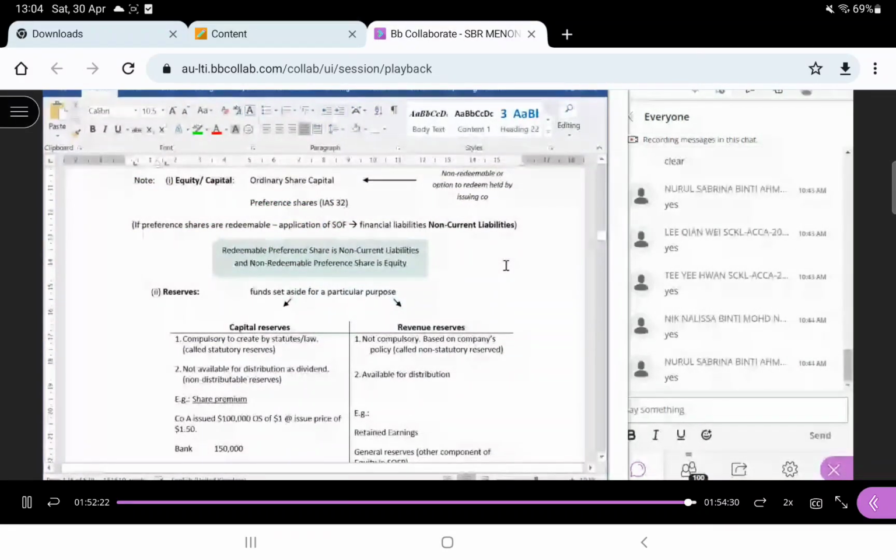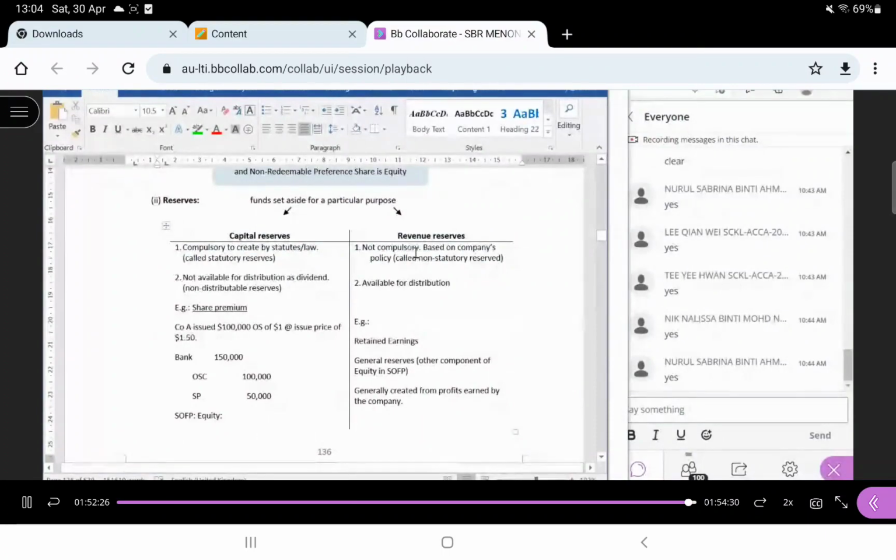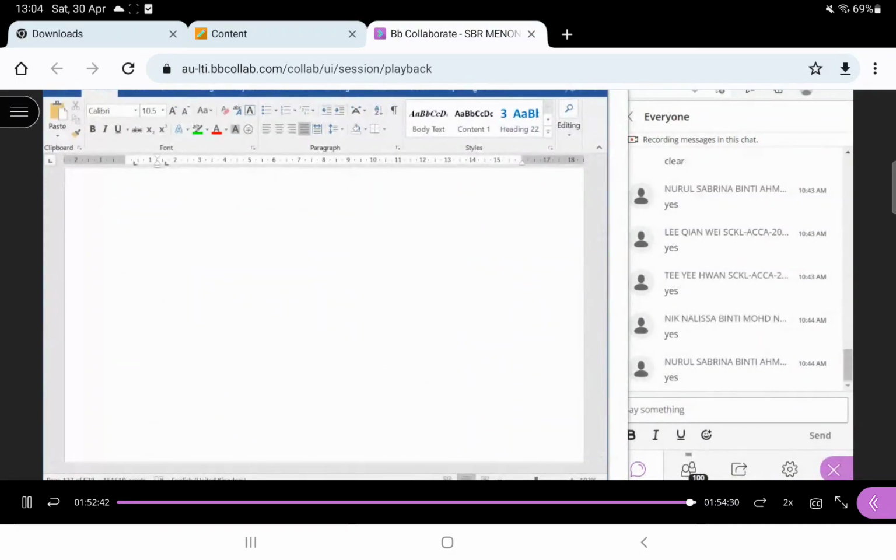Okay. So, what are the types of reserves we can have? Please read this. All very fundamental. F3, basic CAT, you will learn. Capital reserves are compulsory to be created by law. Revenue reserves are from profits of the company. Revenue is available for distribution. Capital is not available for distribution. So here, please write down what I'm writing.